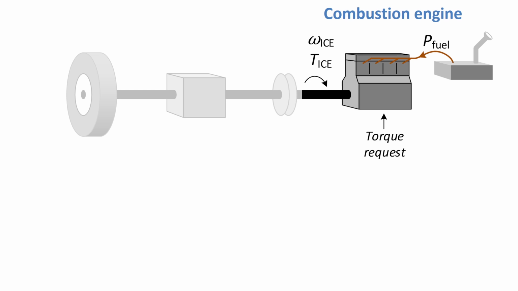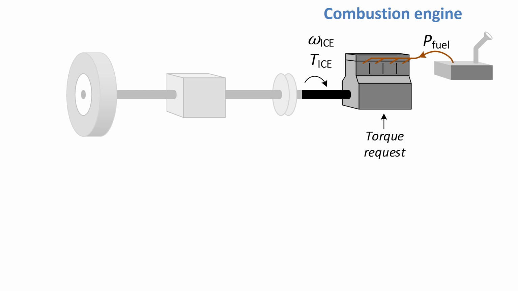The combustion engine produces a shaft torque of a size controlled by a torque request signal from the accelerator pedal or from the control system. The engine output torque is called T_ICE and the shaft speed omega_ICE. To be able to produce the torque, the engine requires a fuel flow from the tank. The fuel flow can, for example, be expressed in kilowatt and is then called P_fuel, or it can be expressed as a mass flow rate in grams per second.